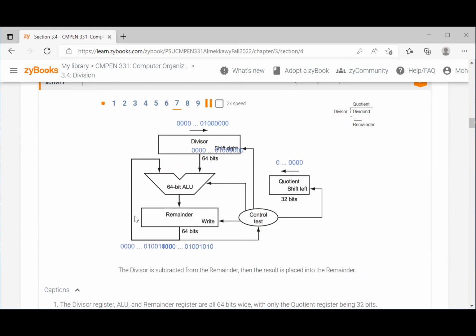Again, the divisor is subtracted from the remainder, and then the new result will be in the remainder. We'll check the same, if it is positive or negative. We have seen what would happen if it is negative, but if it is positive, that means the divisor is smaller or equal to the dividend. Then we will allocate a 1 in the quotient. We'll do the shift, and then shift the divisor right, and keep repeating the operation until you finish the whole division.